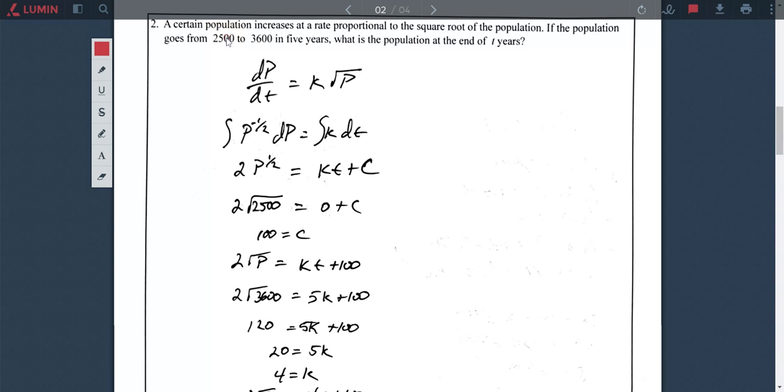Plug in the initial condition, which was 0, 2500. So I plug in 2500 there. I plug in 0 there. We end up with c being 100. So I plug in 100. Then I'm going to plug in 3600 at 5. So I plug in 3600 here. I plug in 5 there.